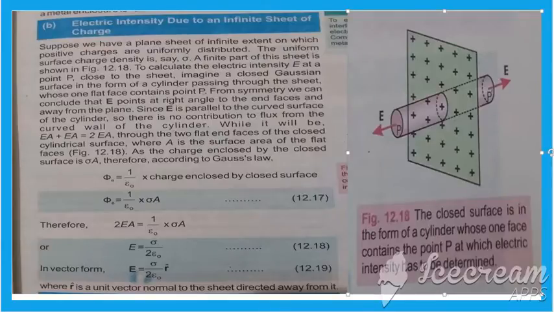In this figure, only a finite part of an infinite sheet is given. Here, you can see that this is just a portion of the whole sheet. In this case, we wish to find the electric field intensity at a point P, which is at some distance from this sheet of charge. Look at the position of my cursor, the point P. This point P is at a distance.